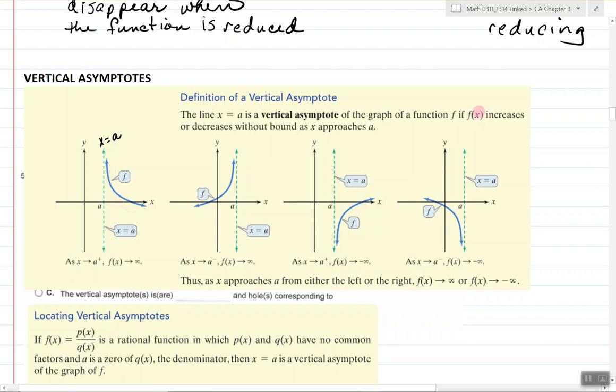F of x, which is the y value, increases or decreases without bound. In other words, as you get close to this thing that we're calling a vertical asymptote, your graph is either going to shoot up, snuggle up against the line but not touch it, or it's going to shoot down, snuggle up against the line but not touch it.